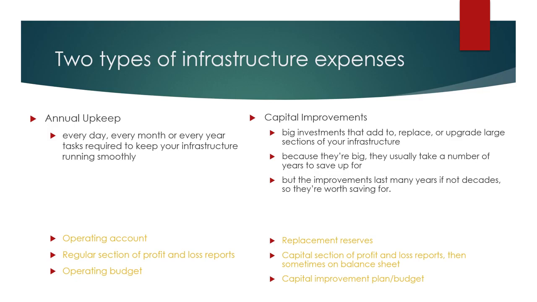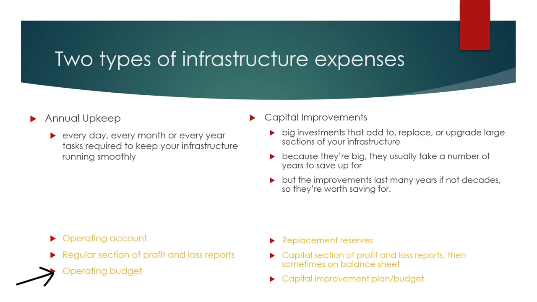For example, regular infrastructure upkeep gets paid out of your operating account, the same account where lot rents are deposited and where all of your other regular expenses are paid. Capital expenses, on the other hand, are paid out of a special savings account called your replacement reserves. Infrastructure upkeep also shows up on the regular sections of your main profit and loss reports, whereas capital expenses show up on a special section of the profit and loss report at the end.